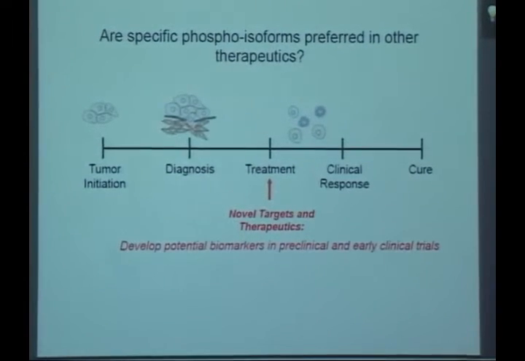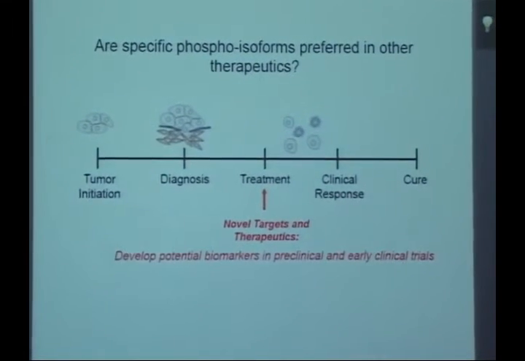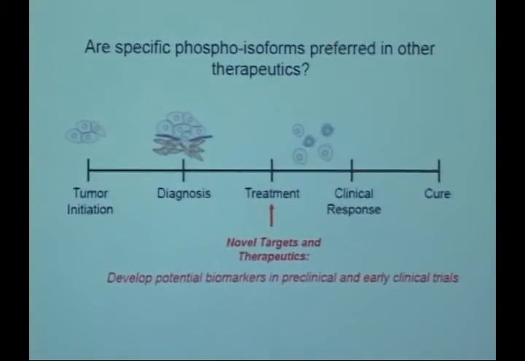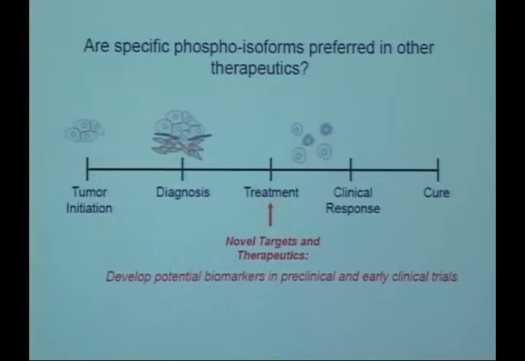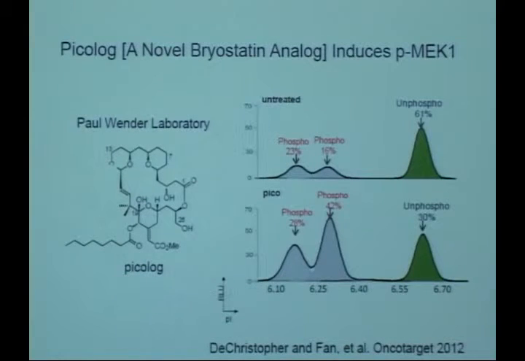So I've shown one example where there's a specific monophosphoisoform that can predict outcome to treatment. Is this just a one-off in CML and imatinib, or is it possible in other therapeutics? So we've started to look at potential biomarkers in other preclinical and early clinical trials. And I'll just give you two more examples.